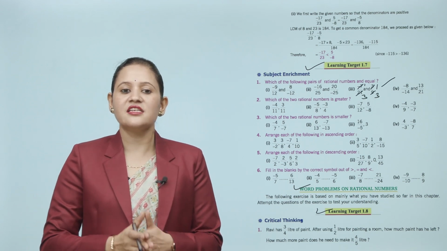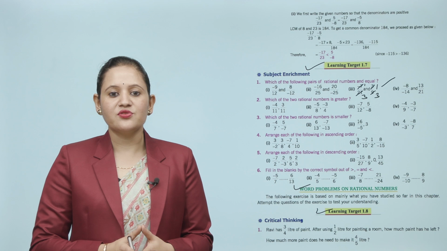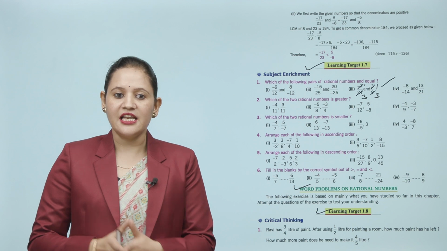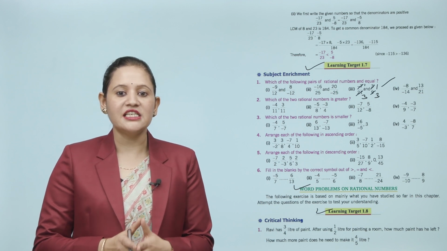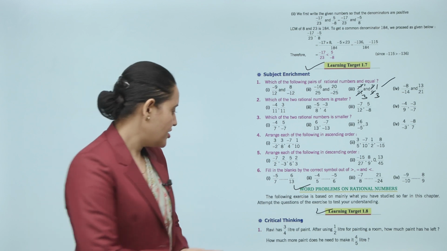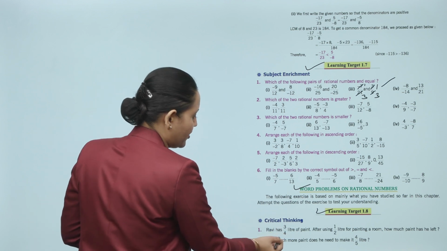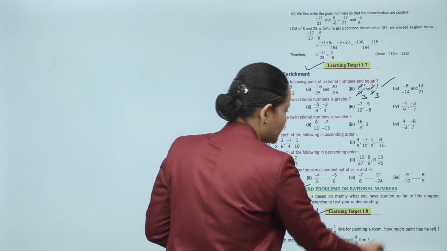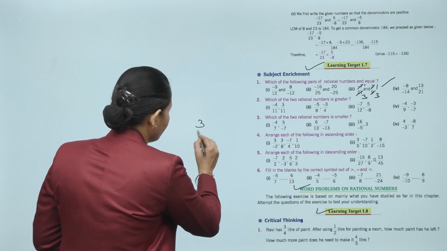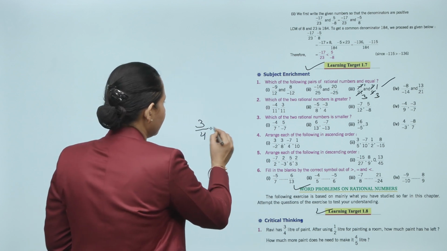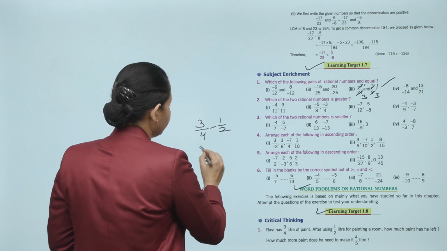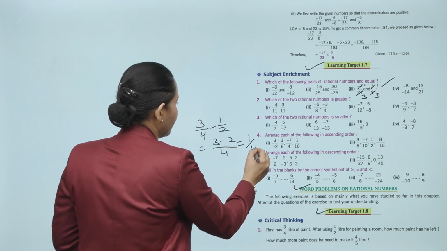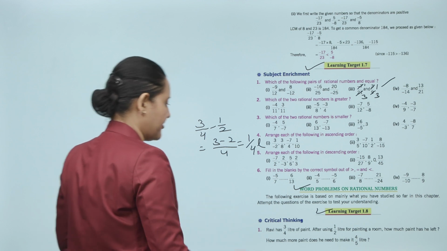Critical thinking. Ravi has 3/4 liter of paint. After using 1/2 liter of paint on a room, how much paint has he left? How much more paint does he need to make it 4/5 liter? So, Ravi has 3/4 liter of paint. After using 1/2 liter of paint on a room, how much paint is left? So, what will we do? Total था उसके पास 3/4, उसमें से he has used 1/2. We will subtract, means 1/4 liter paint is left.